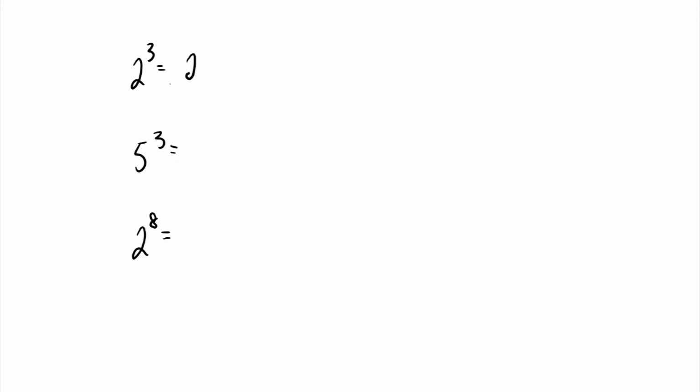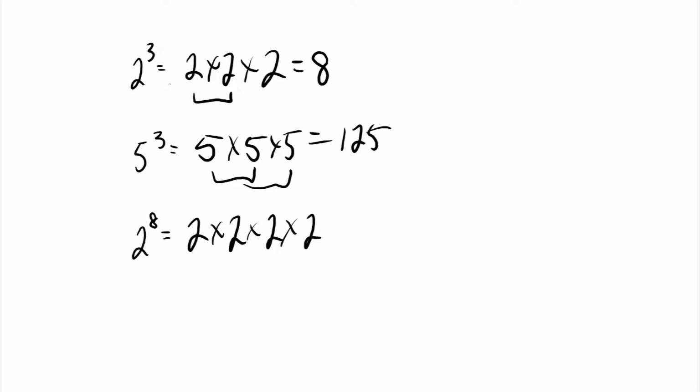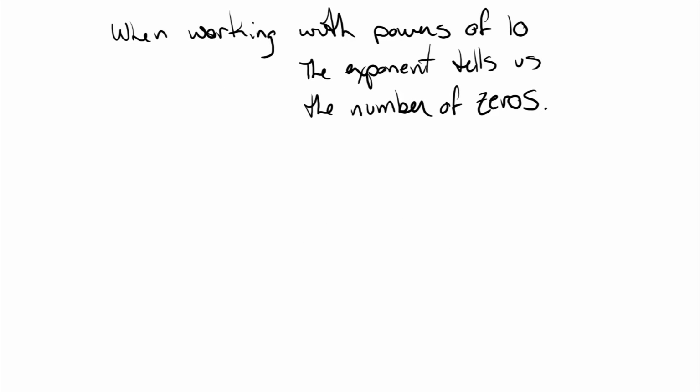So 2 cubed is 2 times 2 times 2, which of course 2 times 2 is 4, times 2 is 8. 5 cubed is 5 times 5 times 5, which is 5 times 5, which is 25, times another 5 is 125. 2 to the 8th, as we said, was 2 times 2 times 2 times 2, and so on, which if we multiply it out, 4, 8, 16, 32, 64, 128, 256.